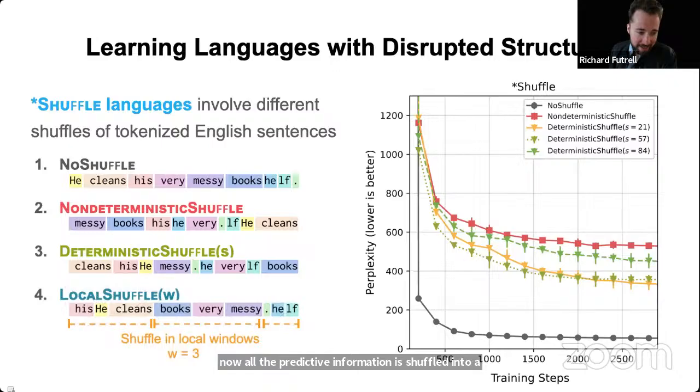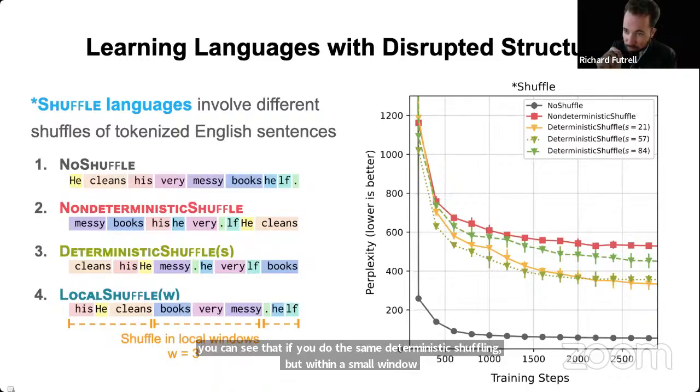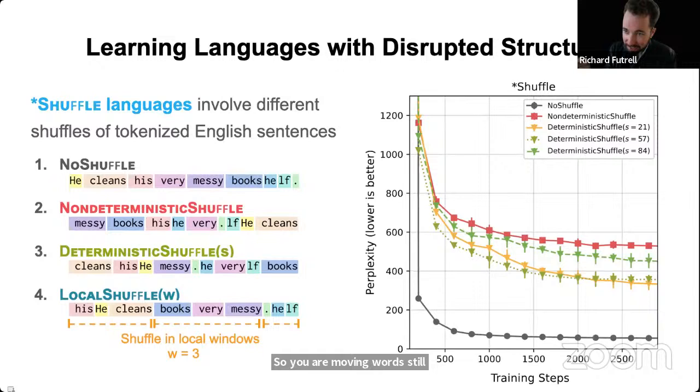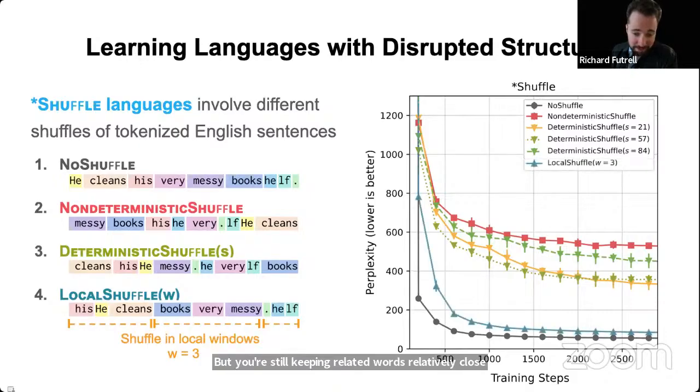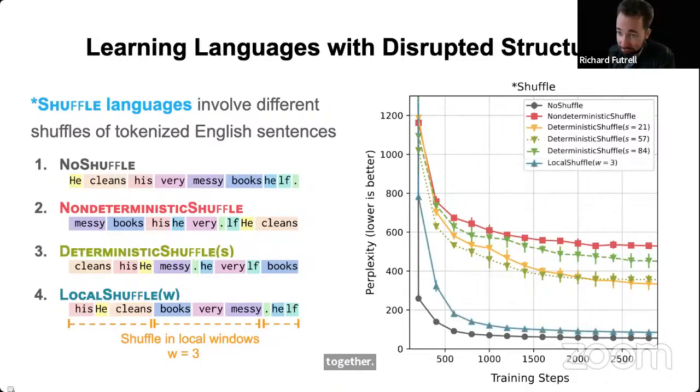And you can see that if you do the same deterministic shuffling, but within a small window, so you are moving words still deterministically, you still have these very complex word order rules, but you're still keeping related words relatively close together, then that's still harder to learn than the actual language, but it's a bit easier.